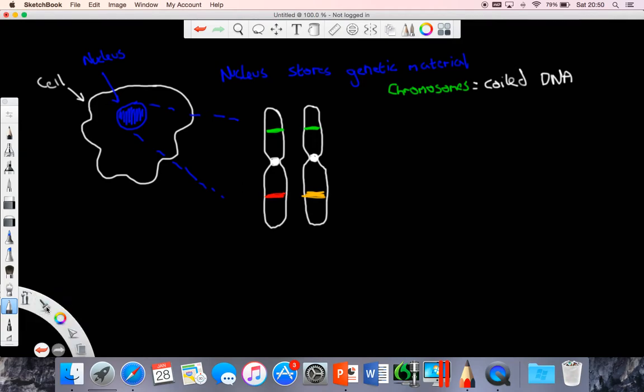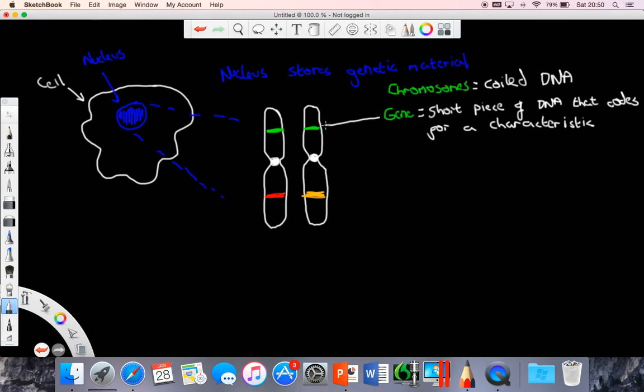Okay? So a gene is defined as a short piece of DNA that codes for a characteristic. Okay, so for example, these two genes here may be for hair color, whereas these ones here may be for eye color. But the problem is that obviously these two are the same. However, this one has different ones.